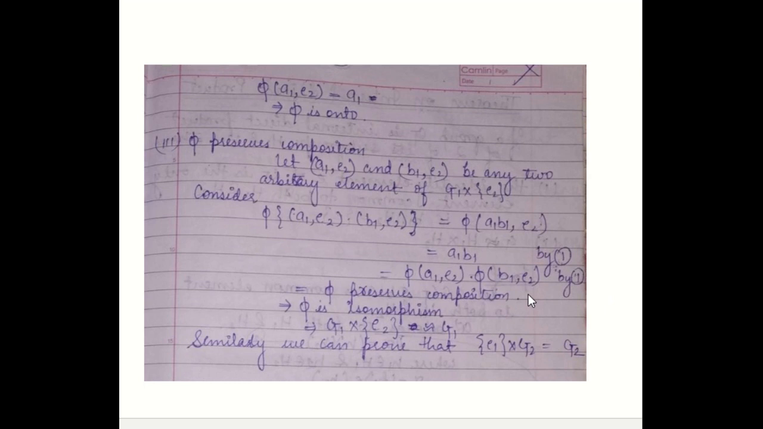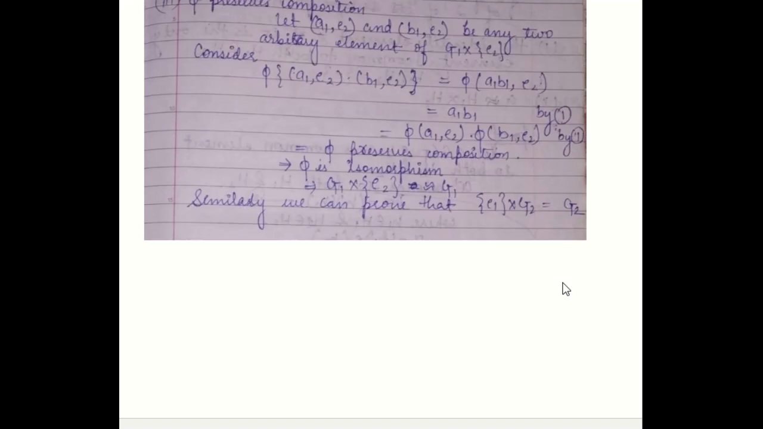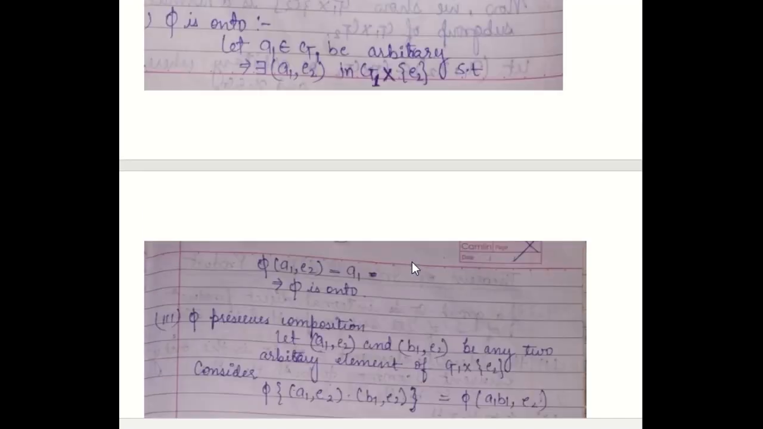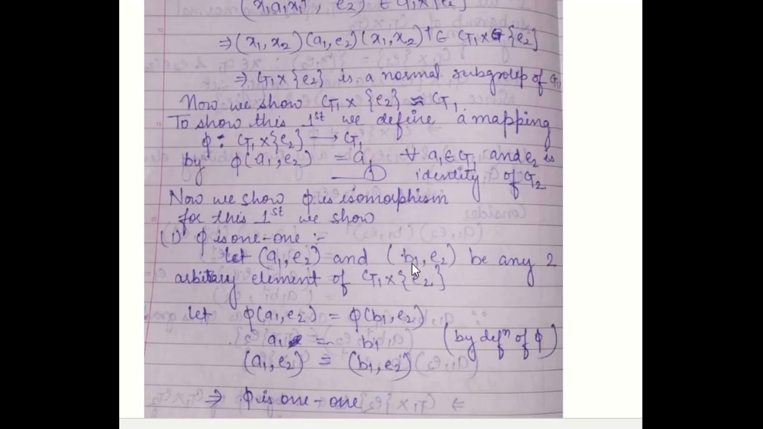Similarly, we can show the result for G2, and we will show that E1 cross G2 is a normal subgroup. So we have shown that this is an isomorphism mapping, so there must be an isomorphism between the two.